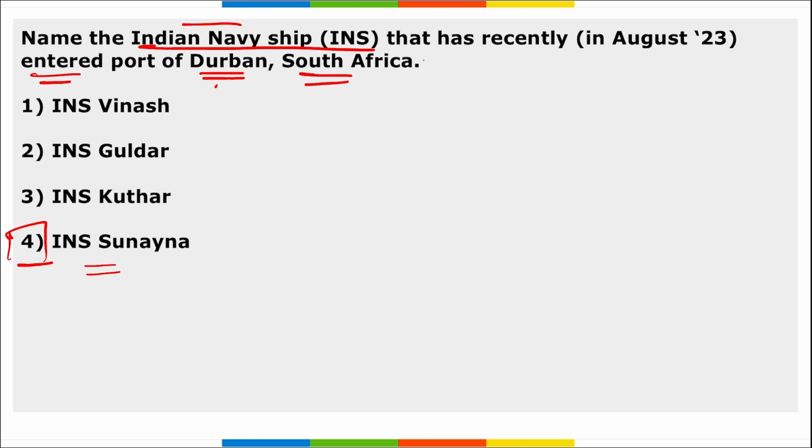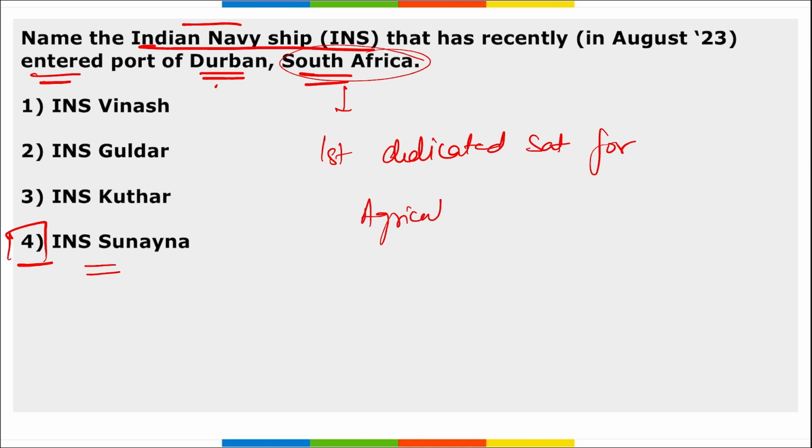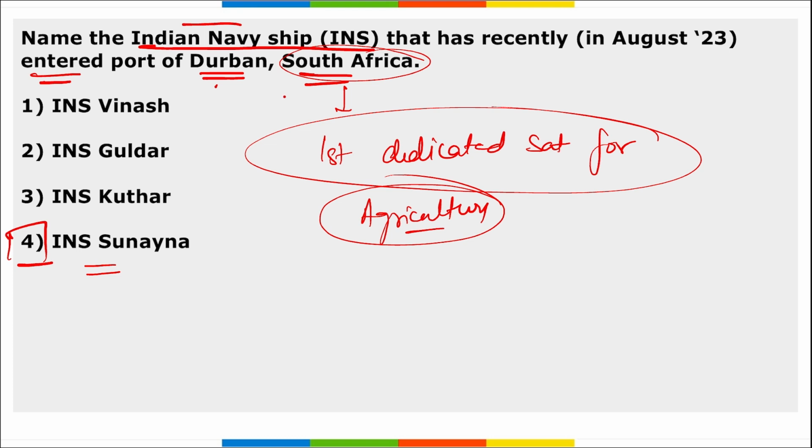Right, and this visit was also to commemorate 30 years of diplomatic partnership between India and South Africa. Then the interesting thing to remember about South Africa is that this is the country that launched the first dedicated satellite for agriculture, right? That is to provide weather details and soil details. This country, South Africa, has launched the first dedicated satellite, and with this satellite they are earning more than $1 million per month.